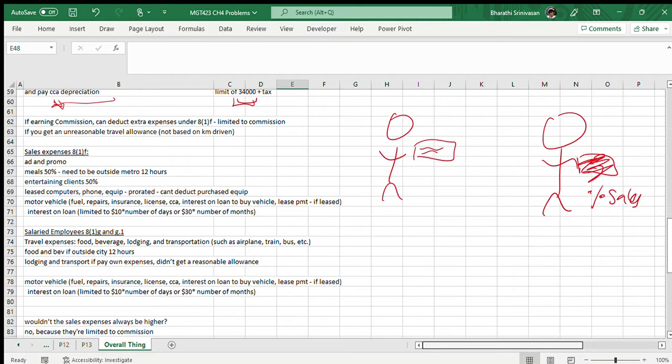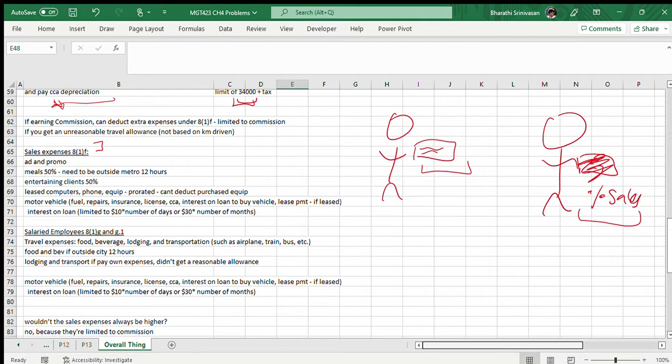It's not like a fixed amount, right? It's like a commission, based off of your number of sales or something like that. In that case, if you are earning a commission, you have the option to deduct under a different rule: sales expenses, 81F. As a salesperson, you are considered a salesperson.